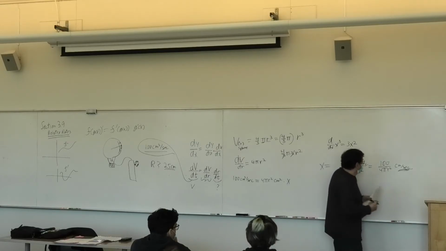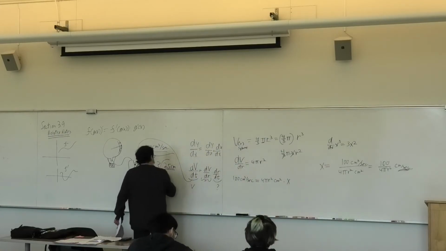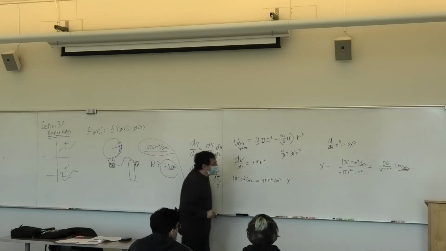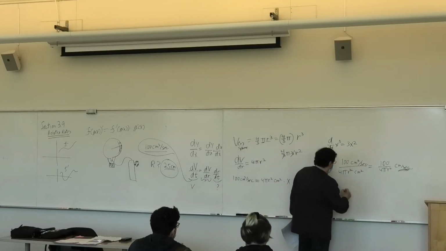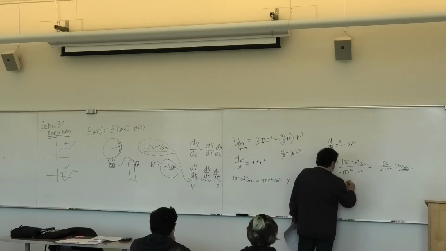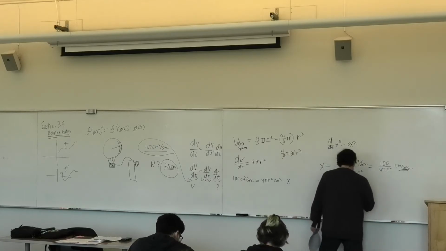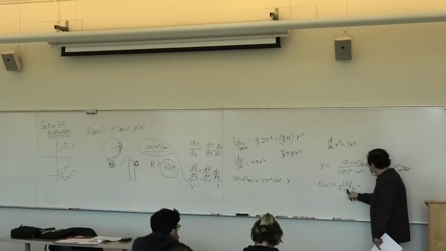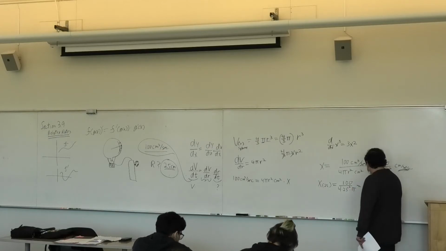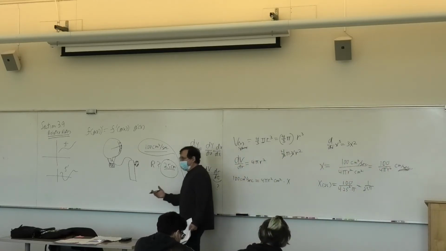Okay, so the only thing left is what's the numerical number we're looking for? Well, at the point where the radius is 25 centimeters, that's when we want to know the rate. So that's 100 over 4 times 25 squared times pi. 4 times 25 is equal to 100, so it's 1 over 25 pi centimeters per second.